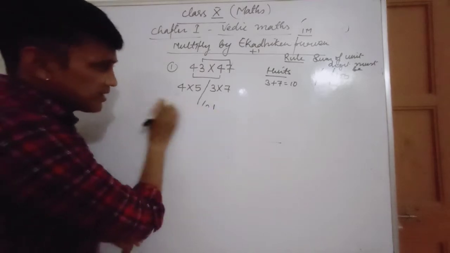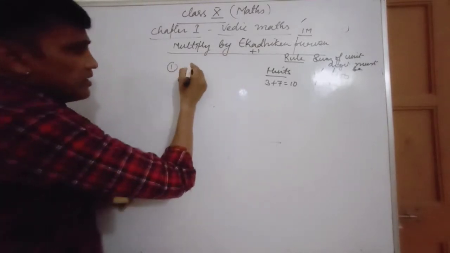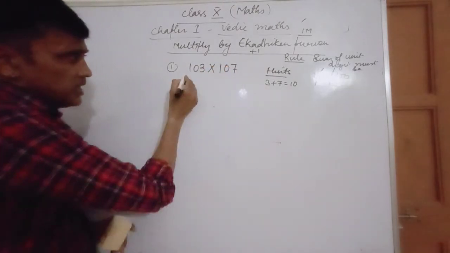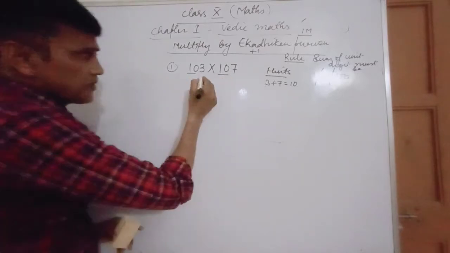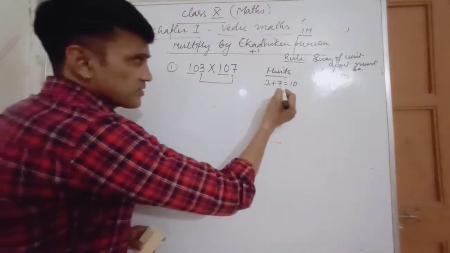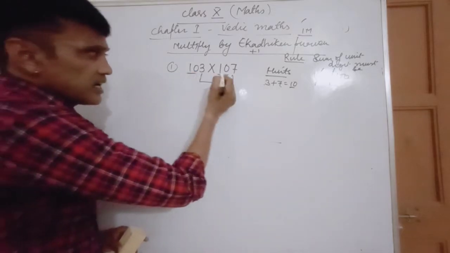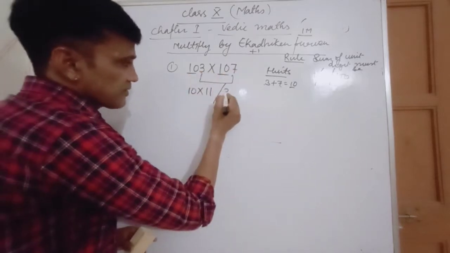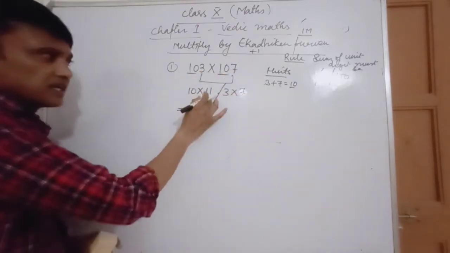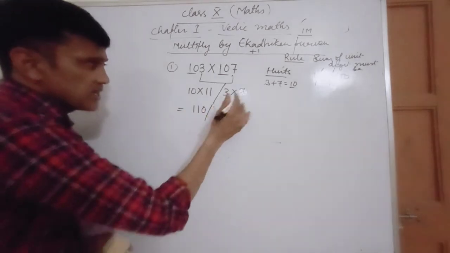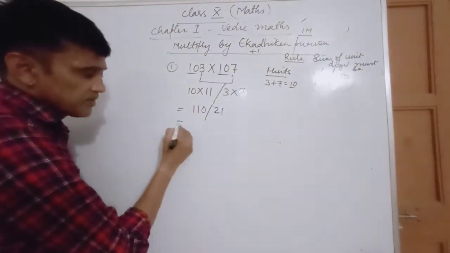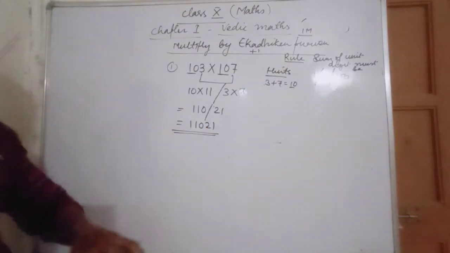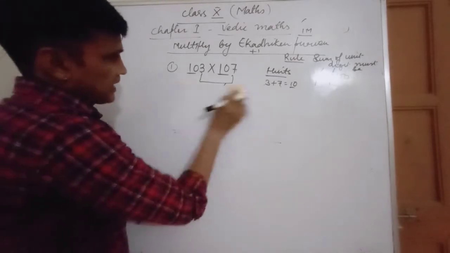If you want to multiply 3 digit numbers, now see here. If you want to multiply 103 into 107, same digits 10, 10, unit digits 3, 7, 3 plus 7 is again 10, means 10 into 11, dash, 3 into 7. 11 tens are 110, dash, 3 sevens are 21, means answer 11021.